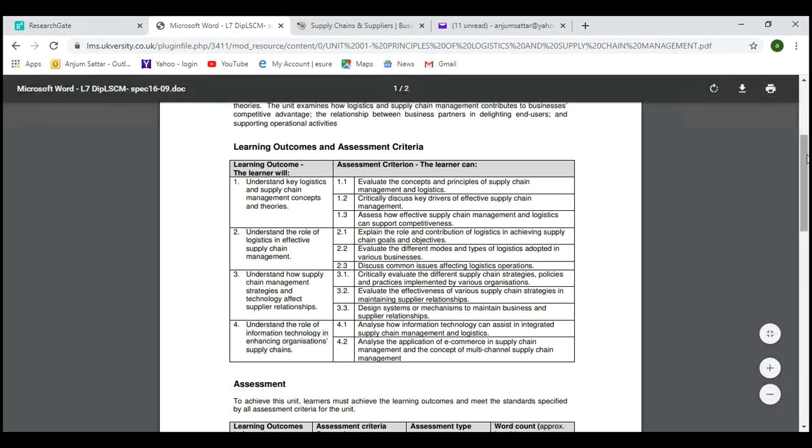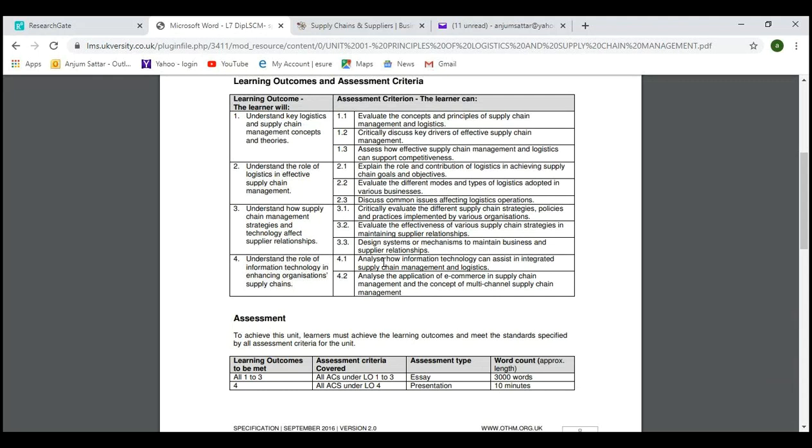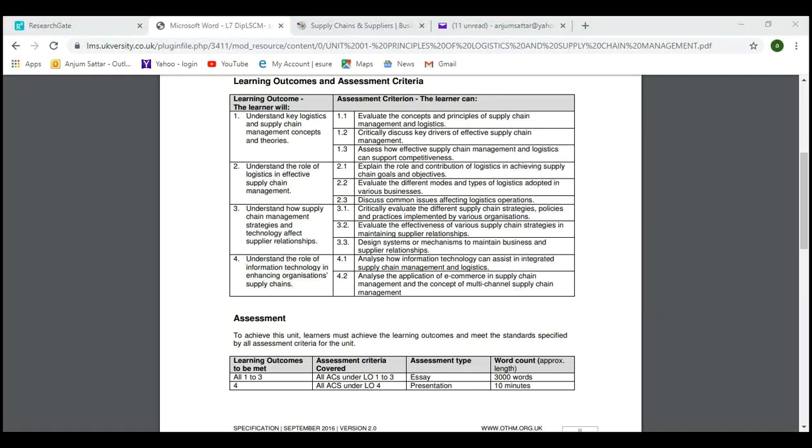Today's lesson will go through LO4, and we have 2 assessment criteria: analyze how information technology can assist integrated supply chain management, and application of e-commerce. So that will be our key focus, and multi-channel supply chain management, what it is about and why we need to manage it.